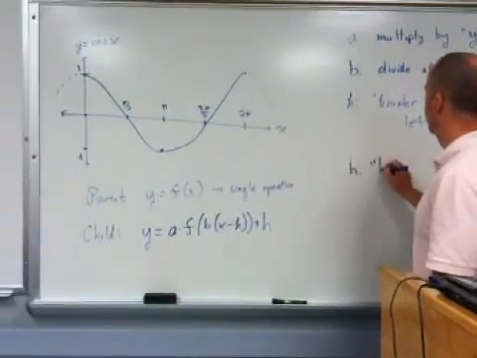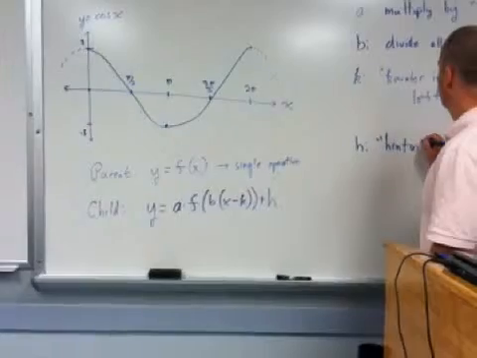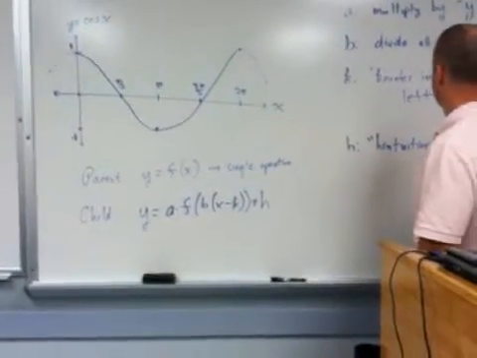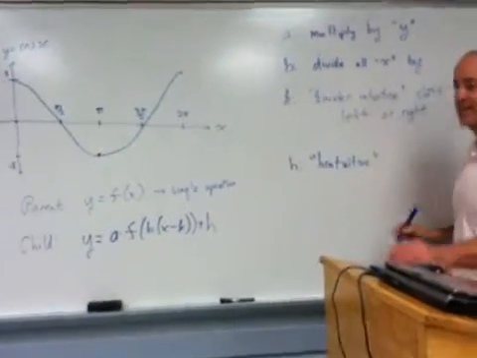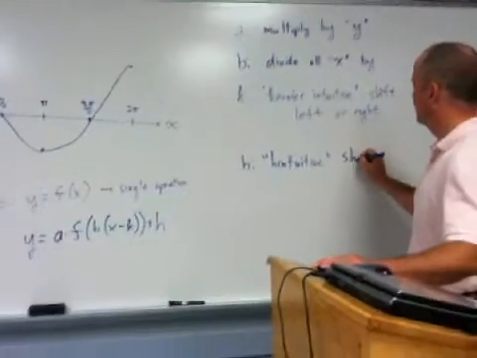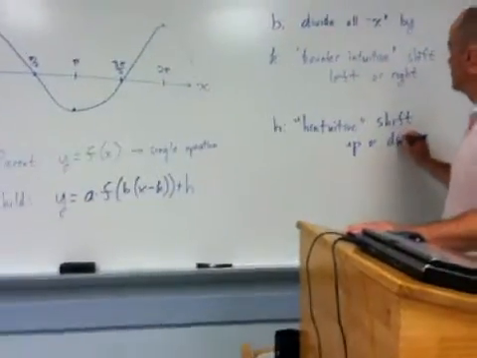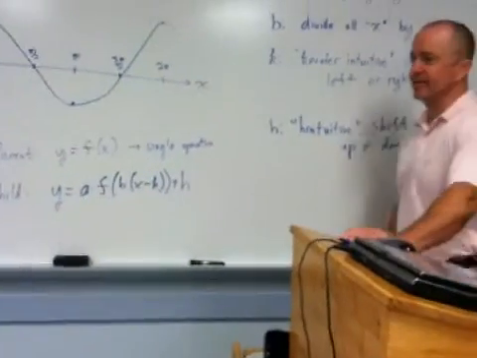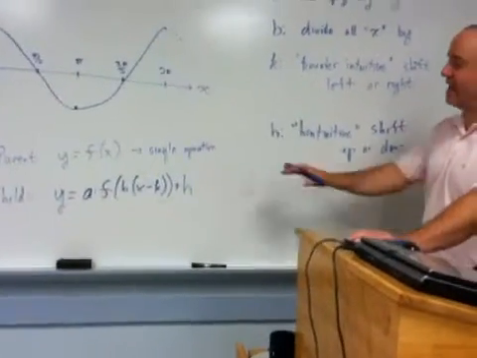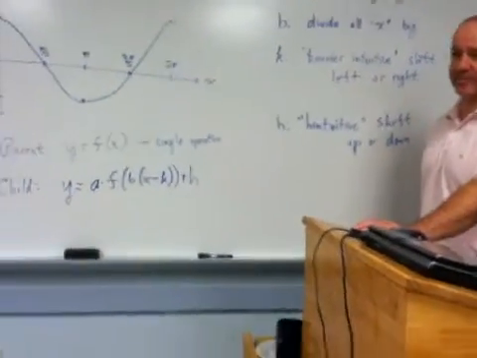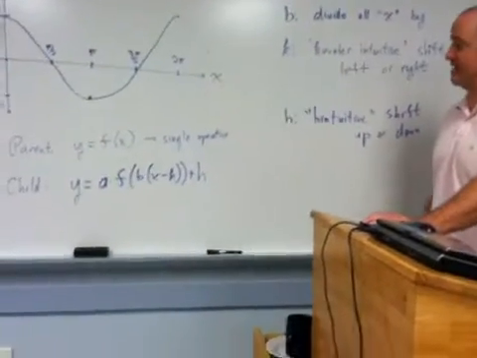H is your hintuitive. That's why I use K and H that way. Shift up or down. These four things are true on any function that you can represent this way. You can represent any function this way. It may not look this way.